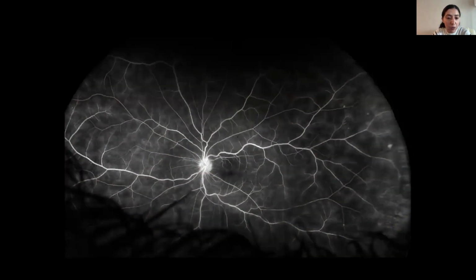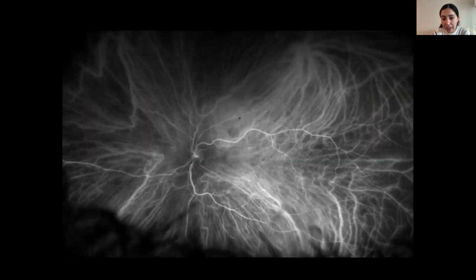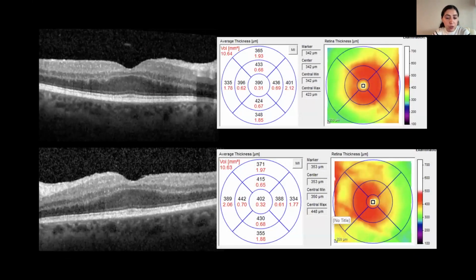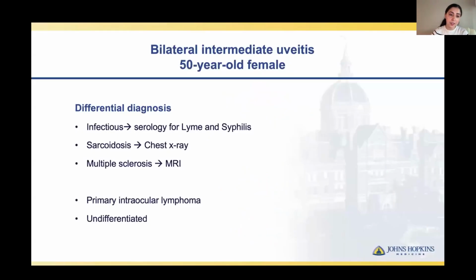The FA also demonstrates some small vessel involvement, but to a lesser extent than in the right eye, and the ICG did not demonstrate any relevant findings as well. Macular OCT revealed a diffuse macular edema in both eyes without any intraretinal or subretinal fluid. At this moment, we have a bilateral intermediate uveitis presenting for the first time in a 50-year-old female.